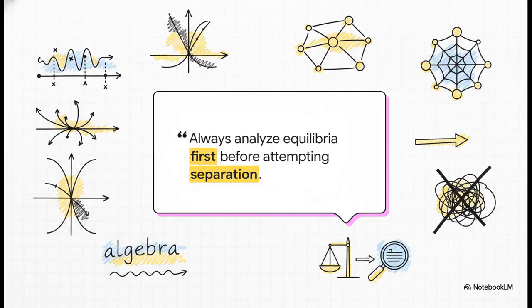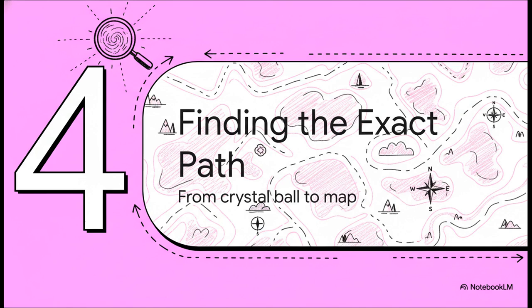And this leads us to what is basically the golden rule here. Always analyze equilibria first, before attempting separation. Why? Because understanding the stability, knowing the long-term behavior, gives you so much incredible insight before you ever get stuck in the weeds of the algebra. Okay, let's keep going. So, we've used our crystal ball to see the final destination.